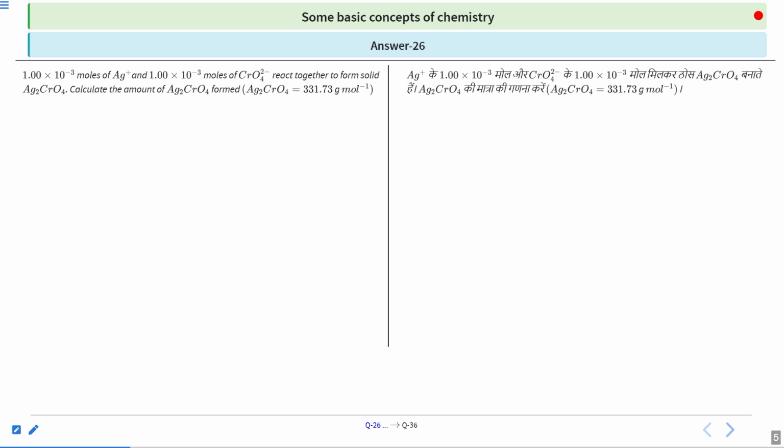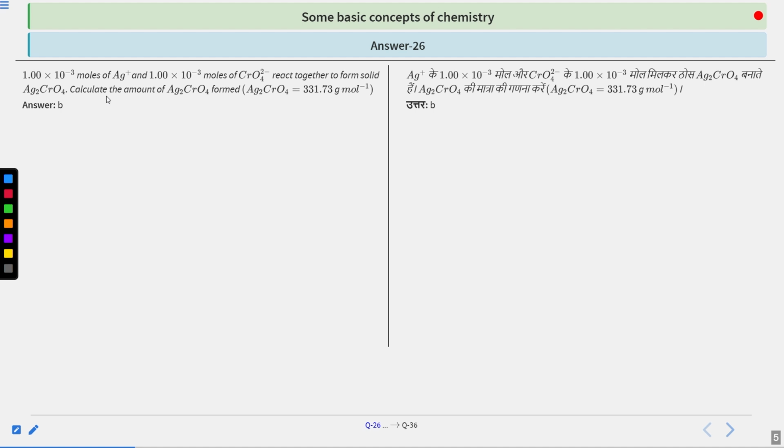So first of all, the question says that we have been given 1 into 10 to the power minus 3 moles of Ag plus. So this is the amount of Ag plus that we have, and the same amount of CrO4 2 minus is given, which is 1 into 10 to the power minus 3, and now they are reacting together to form Ag2CrO4. Clear? Next, what we have to calculate? We have to calculate the amount of Ag2CrO4 that will be formed.